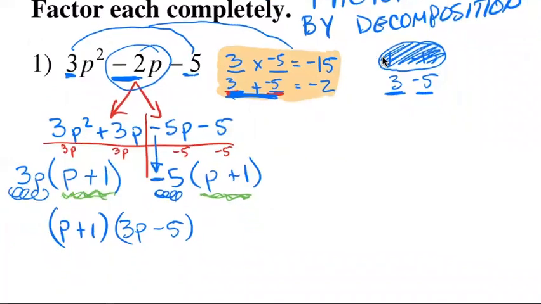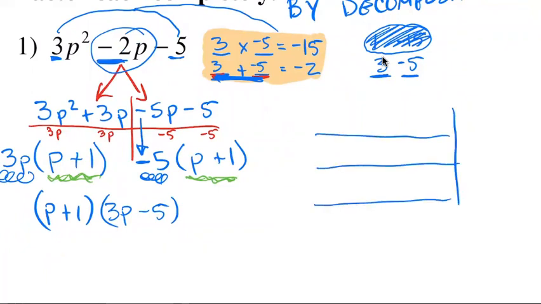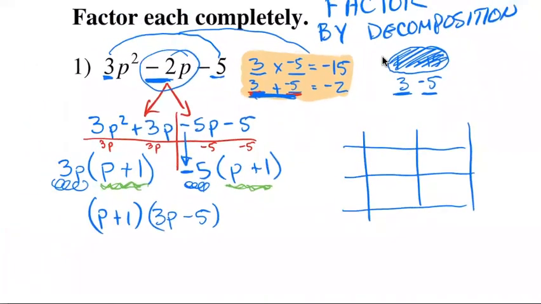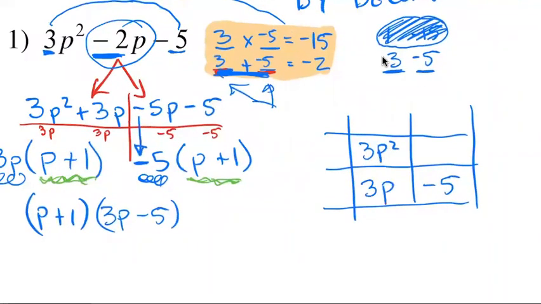Then I draw myself a grid. Basically a 2 by 2, 3 by 3 grid, really. 1, 2, 3, 1, 2, 3. And I fill in inside this grid. I put my 3p squared, top left corner. I put my constant minus 5, bottom right corner. And then in the other two places, I use these two numbers that I've found, and I fill those into my empty boxes. 3p, minus 5p.